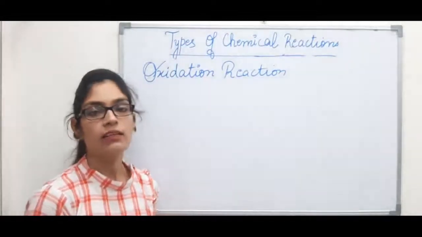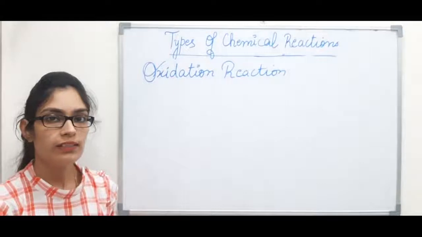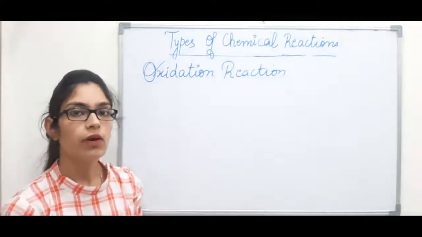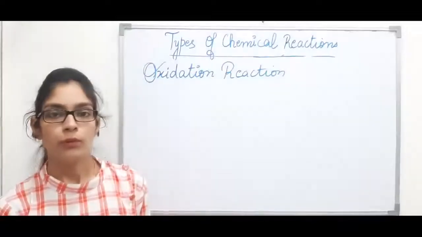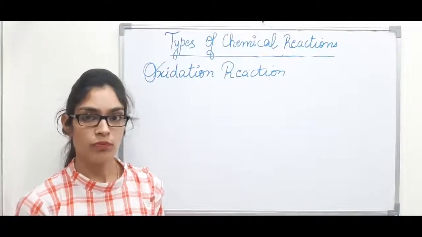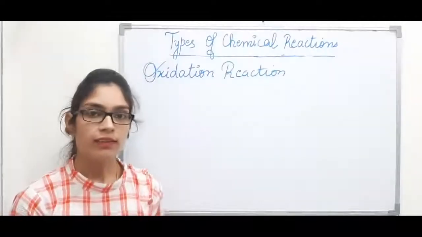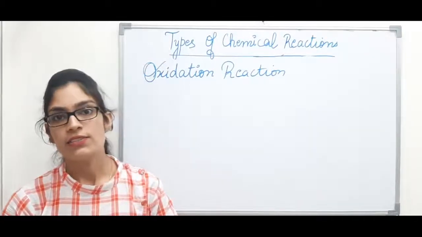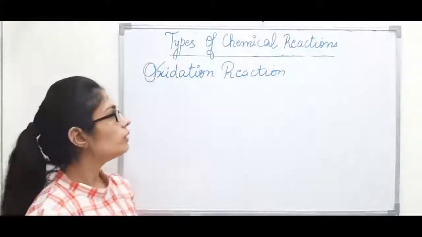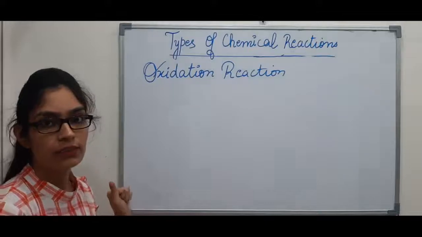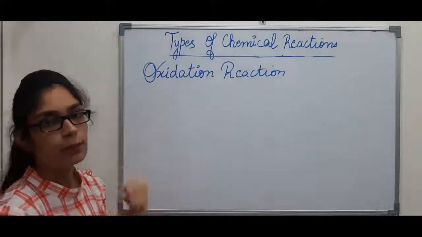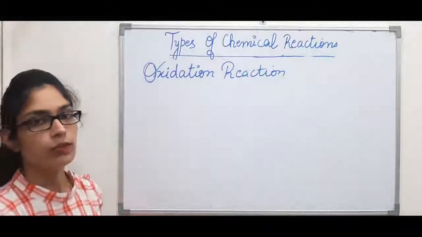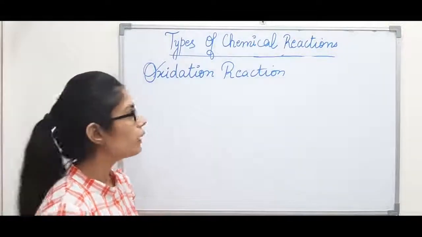The next reaction which we have to understand is redox reaction. Redox means where reduction and oxidation both have to take place. So before that we have to understand the meaning of oxidation and reduction. So let's start with oxidation. What is oxidation? Oxidation suggests something related with oxygen. So I will memorize it that way.